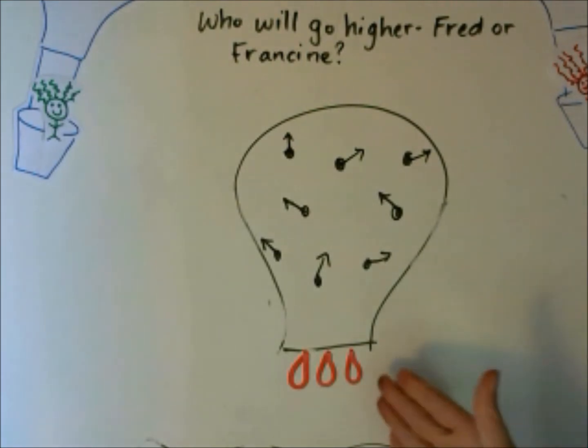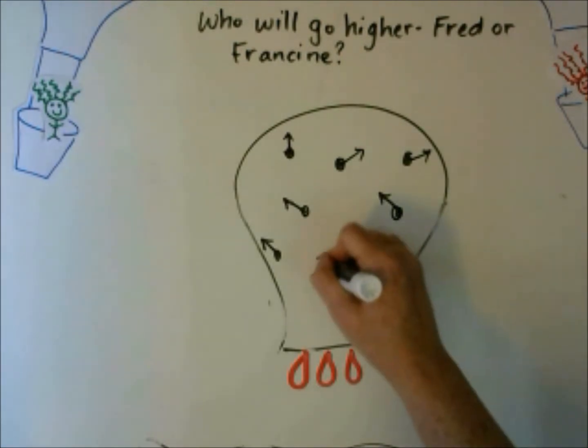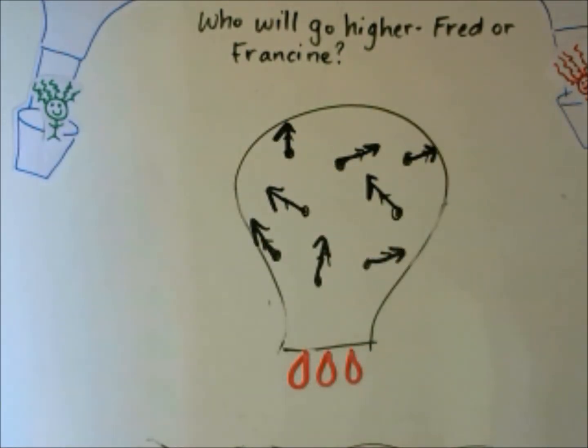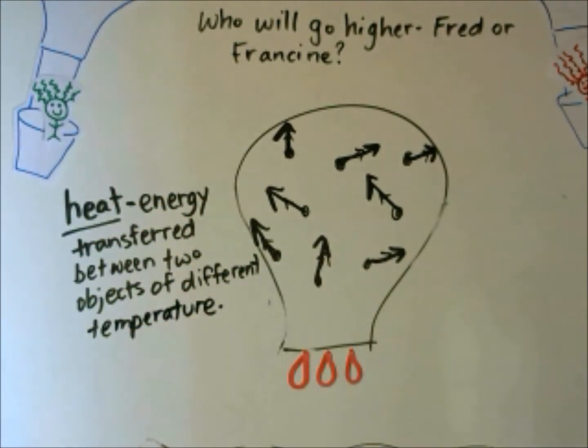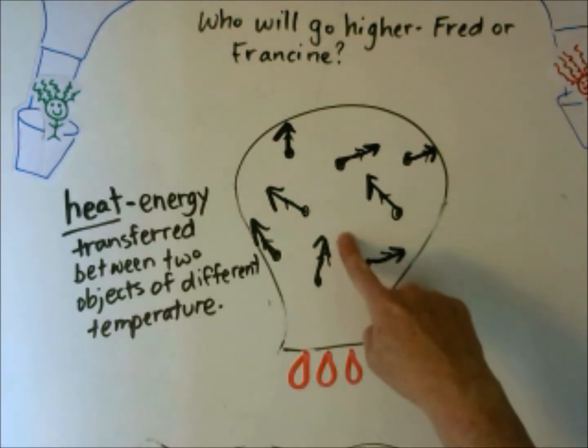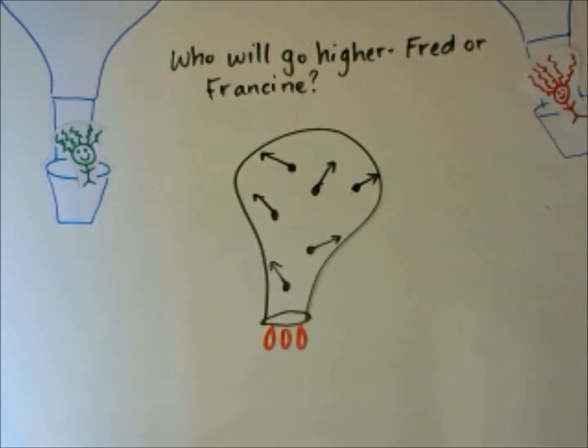Now in this case, we've put a flame underneath the hot air balloon. What that does is it causes the particles to move faster. We are using what is called heat. Heat is the energy transferred between two objects of different temperature. In this case, the heat would go from the flame, from the propane, and the energy would be transferred into the balloon. So let's think about what's going on in Francine's balloon.